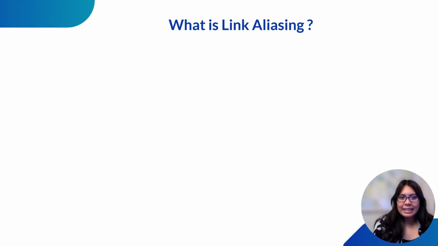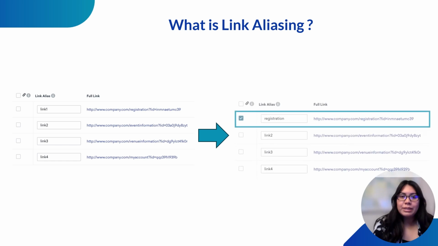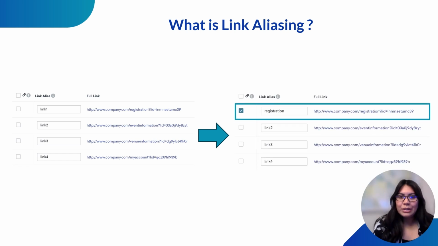What exactly is link aliasing? It's a feature in Braze that lets marketers create simple, recognizable, marketing-friendly links, replacing those long URLs with easy-to-track names within your campaigns and canvases.